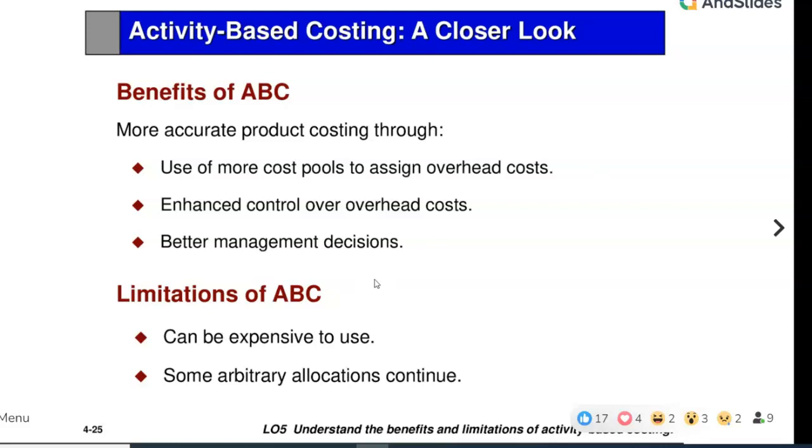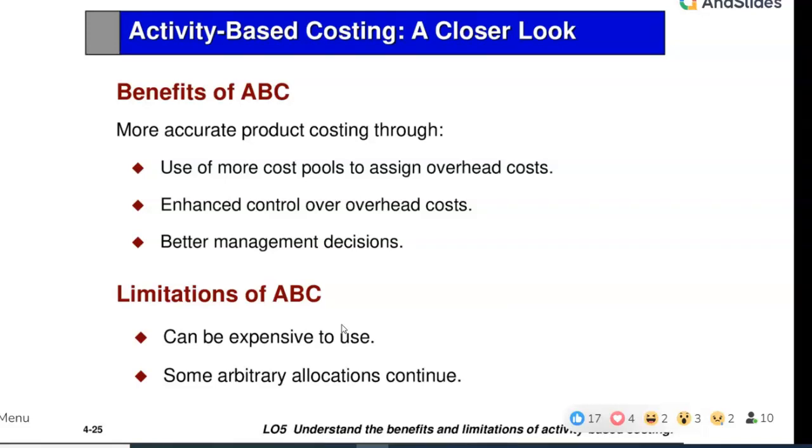But limitations of ABC: it's expensive. It's involved. I got involved in a couple of implementations of ABC. It takes a long time. And the problem too is it's still arbitrary. That means the number of times that activities can perform is a guess.